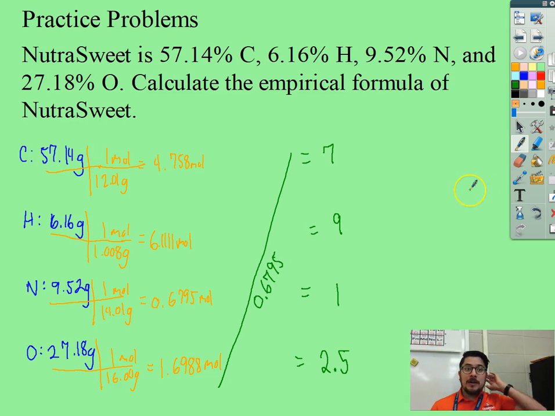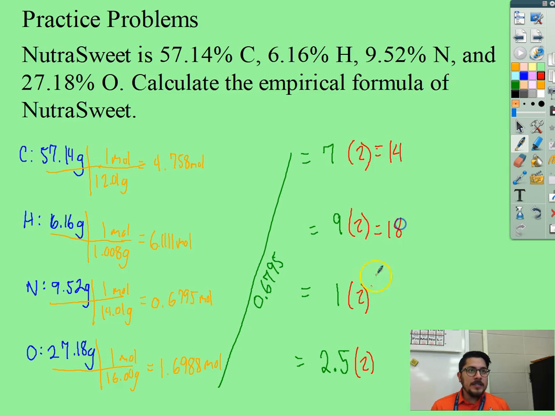And so remember, I'm trying to get the simplest version. So what would be the easiest number to multiply this by to get a whole number? It should be 2. So I'm going to multiply this times 2, this times 2, this times 2, and this times 2. That's going to equal 14, 18, 2, and this will equal 5.